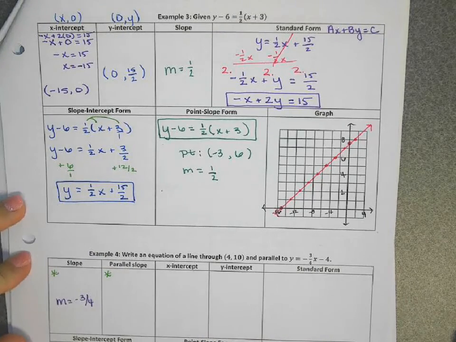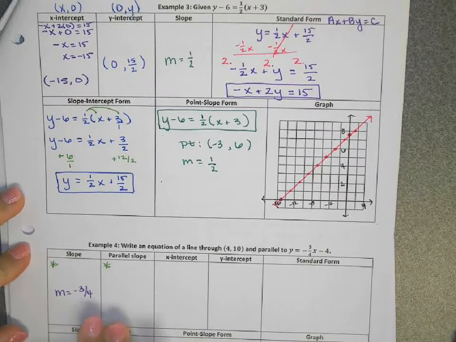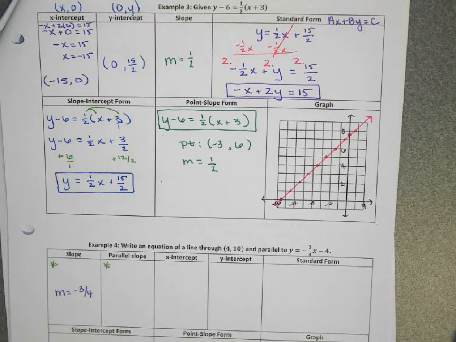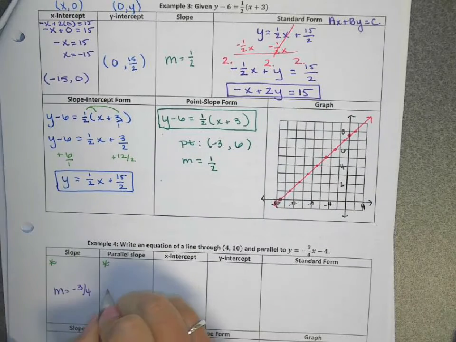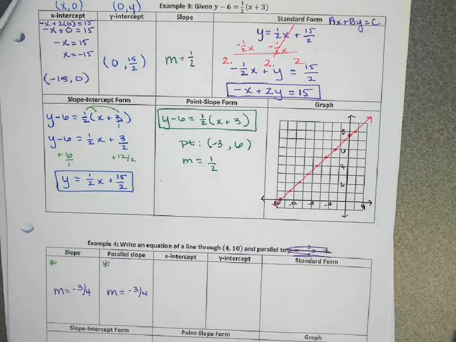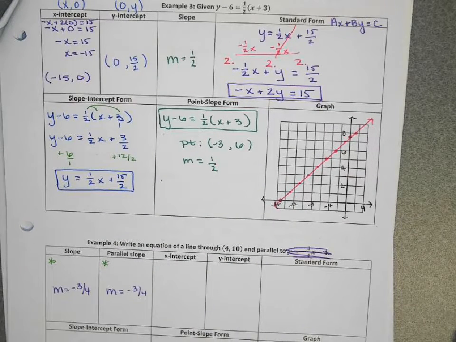-3/4. So what's the slope going to be of a line parallel to that? Parallel means they have to have the same slope. So our slope has to be still -3/4. I am done with that information. I don't even want to look at that equation anymore. Okay? You're done with that equation now that you have what the parallel slope needs to be.